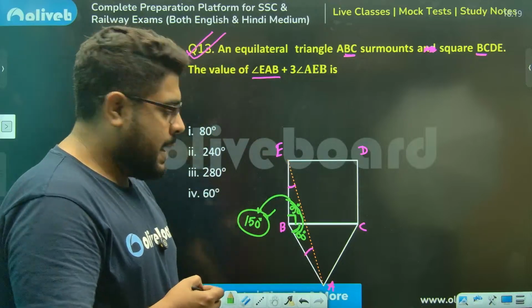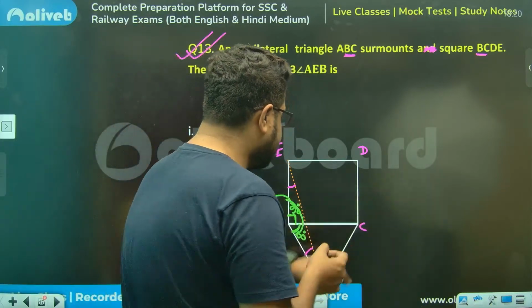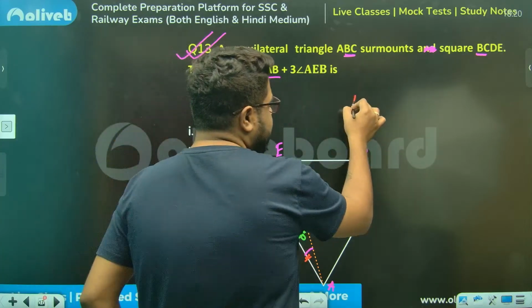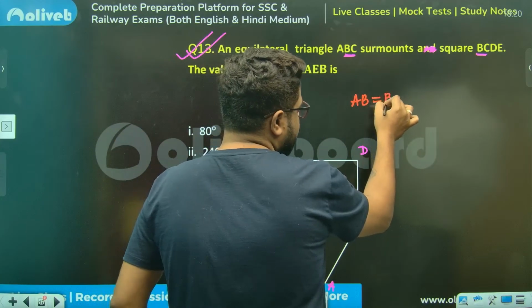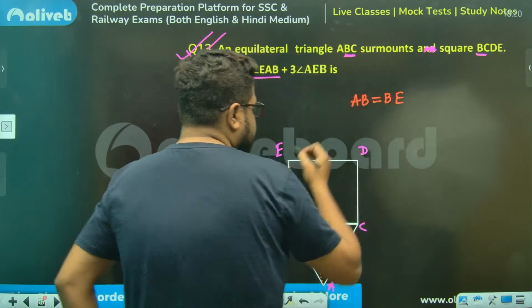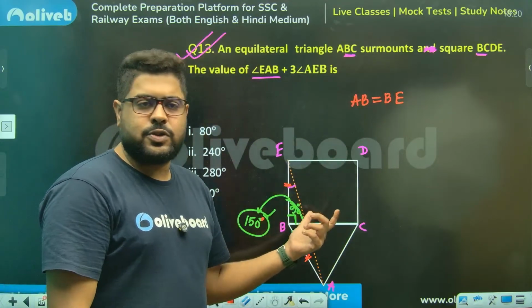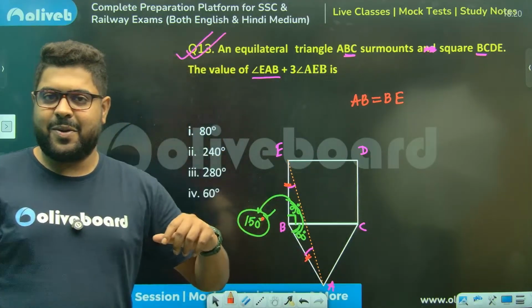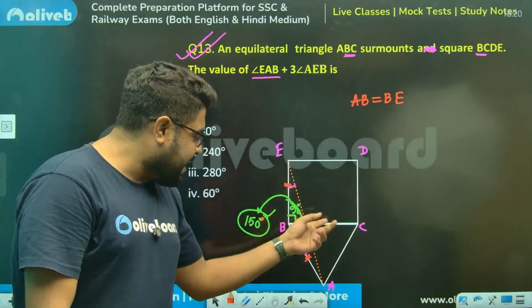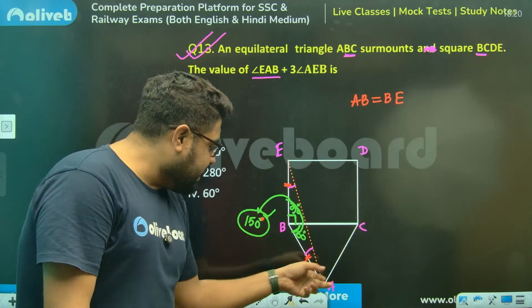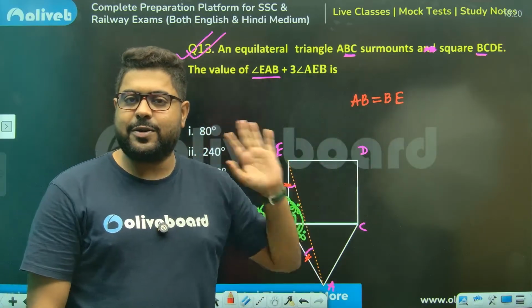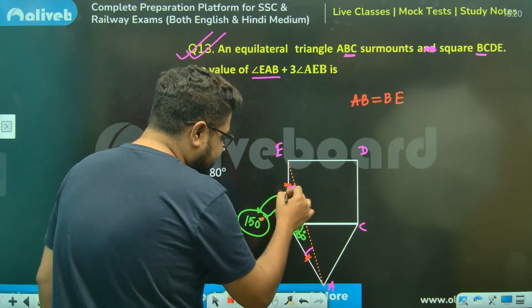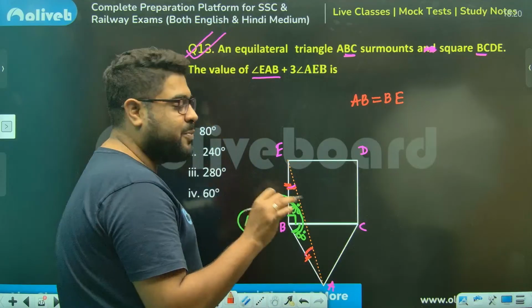Now look at this triangle ABE. BE and AB are equal, right? Why? Because ABCD is a square, so all its sides are equal, and ABC is an equilateral triangle, so all its sides are also equal. They have a common side, so all these sides are equal to each other. In this triangle, this side is equal to this side, so this angle and this angle are both equal.